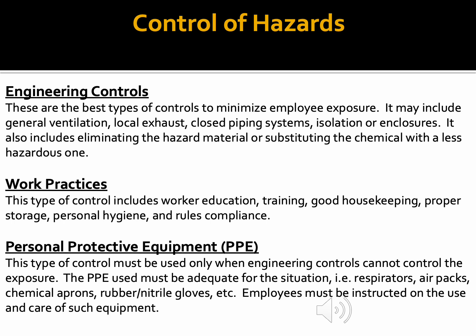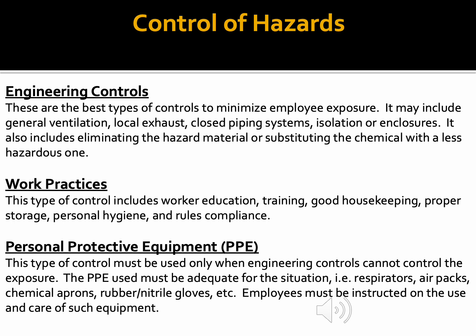Control of hazards. There are 3 ways that a hazard can be controlled if it cannot be eliminated completely. Starting with what would make the biggest difference. 1. Engineering controls. These are the best types of controls to minimize employee exposure.